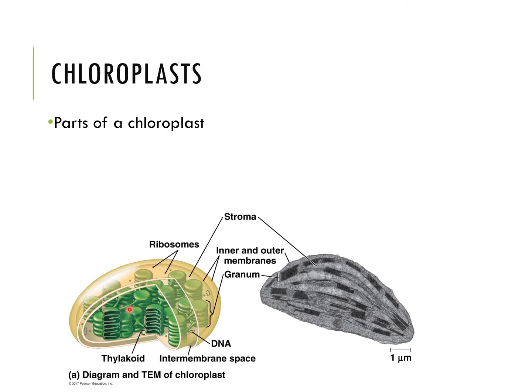We have these stacks. This whole stack is called a granum. Each individual plate, I guess you can call them, are called thylakoids. And in between, just like when we have the mitochondria, you have the space in between it. But when we call the space in a chloroplast, it is called the stroma.